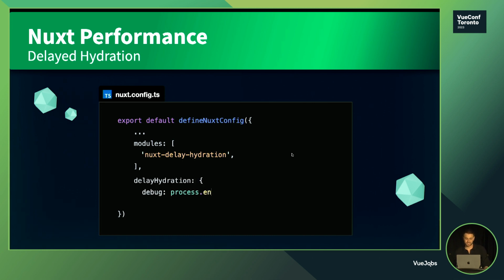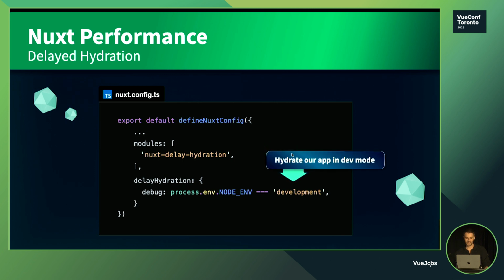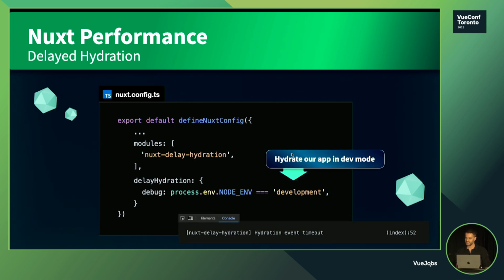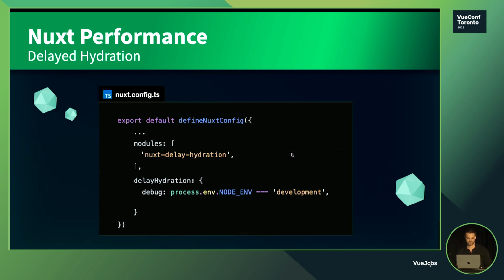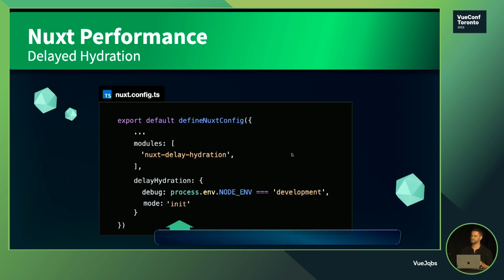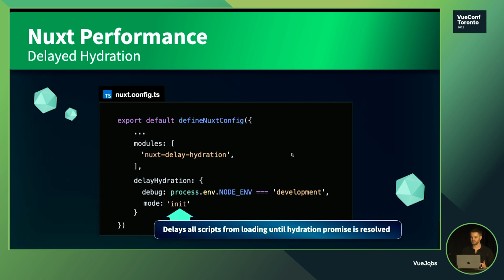It comes with the ability to configure the optimization of our app with this delayHydration object. The debug option allows us to hydrate our app in dev mode and view the hydration logs in the browser after our app loads. We can also add an option that determines the hydration mode we want, and there are several mode options. So init is going to display all the scripts from loading until the hydration promise is resolved, whereas mount is going to delay Nuxt during the mounting process so that the plugins and certain third-party libraries and scripts are still going to function, but our layout and page components will be postponed.